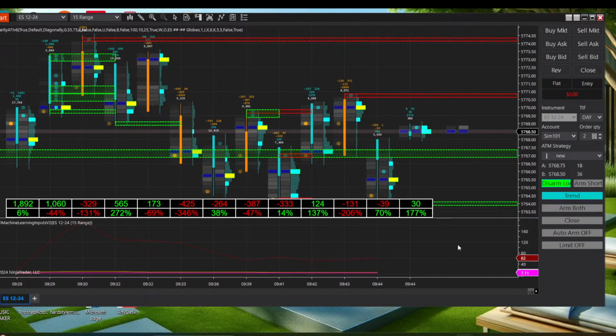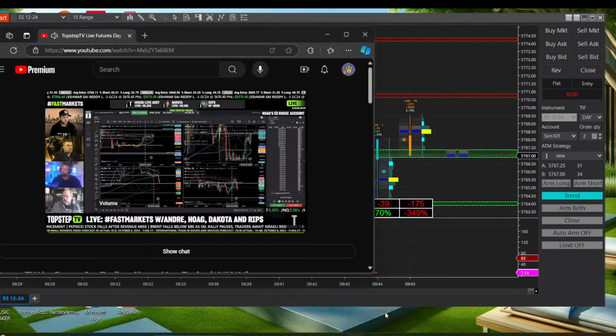Well, it's traded both sides of the initial balance. The way the market is setting up, according to what Rips and Dakota have been talking about, we're looking for a range-bound day. I think the market is set up for repair from yesterday's double distribution trend day. We talked about that.